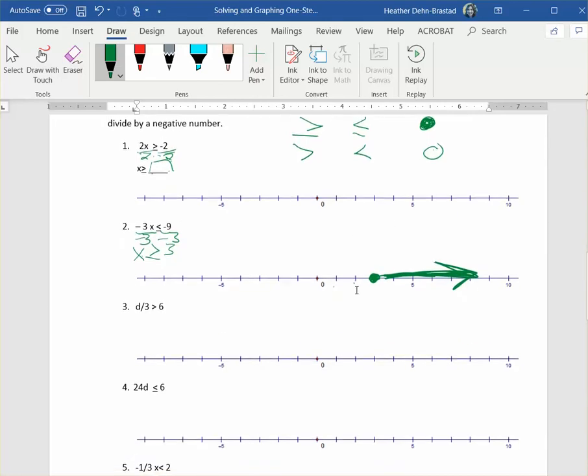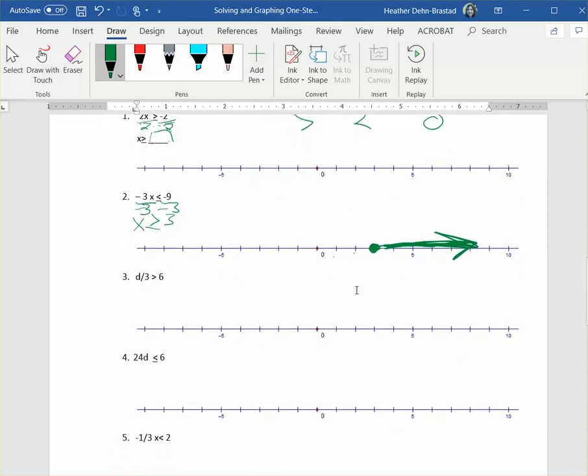Let's look at another example. Number 3, you're going to multiply by a positive number. Another way of writing number 3 would be d over 3 is greater than 6. So to solve this, you're going to multiply both sides by 3, and that would cancel on the left side, so we're left with d is greater than 6 times 3 is 18.